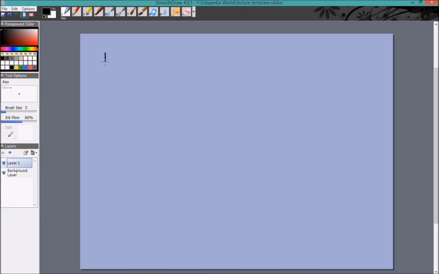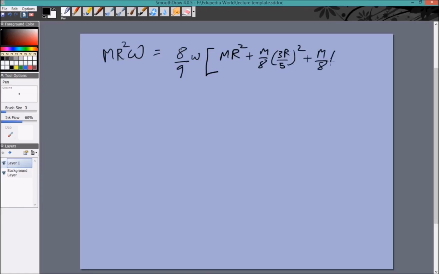The initial angular momentum will be mr squared omega. The final angular momentum will be 8 by 9 omega times the final moment of inertia, that will be mr squared plus m by 8 times 3r by 5 whole squared plus m by 8 times x squared. So omega cancels, we can divide by mr squared everywhere, so it gives me 1 equals 8 by 9 plus, so this will be 8 by 9, 8 and 8 will cancel, 9 and 9 will cancel, 1 by 25 plus x squared by 9r squared.